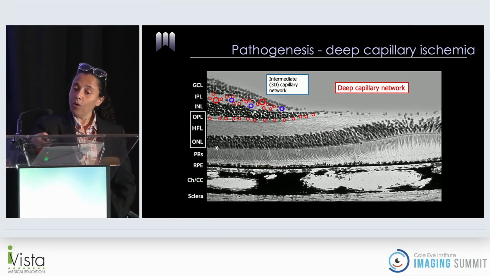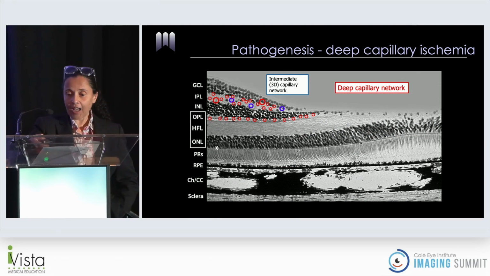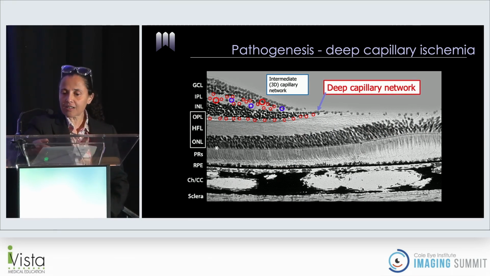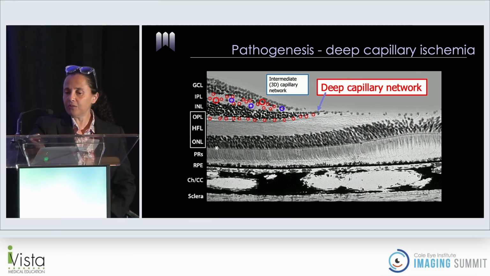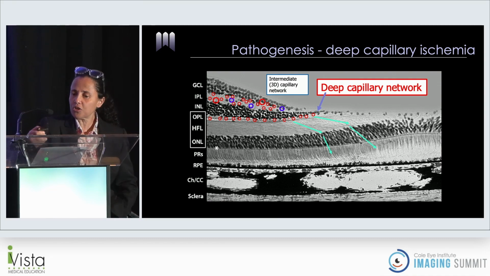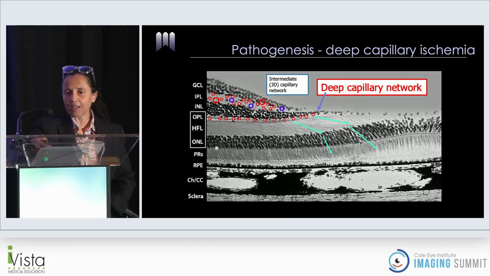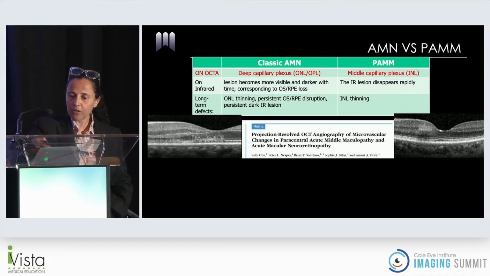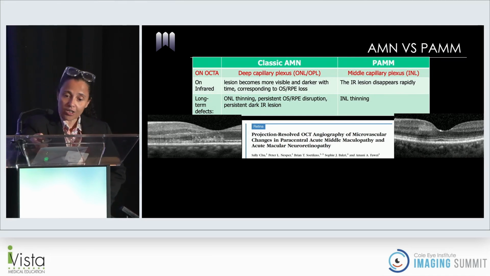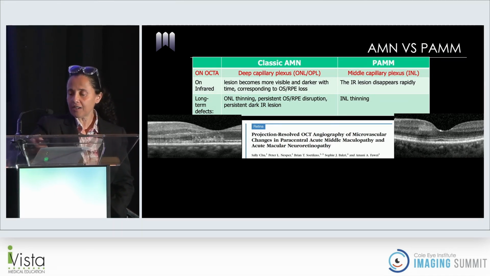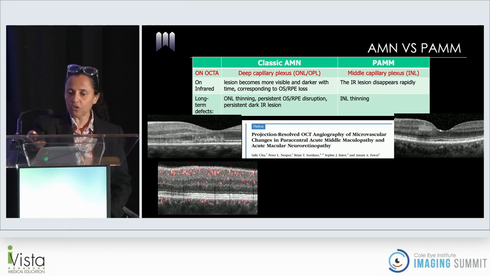Based on where the lesion starts, I came up with this idea that something has to happen at that level for the lesion to start there and dive down to the photoreceptors. And that was our hypothesis. Something happened at the deep capillary network. It wasn't until we got the OCT angiogram that we could prove this. And then PAMM came about, and so we wanted to look at the two lesions.